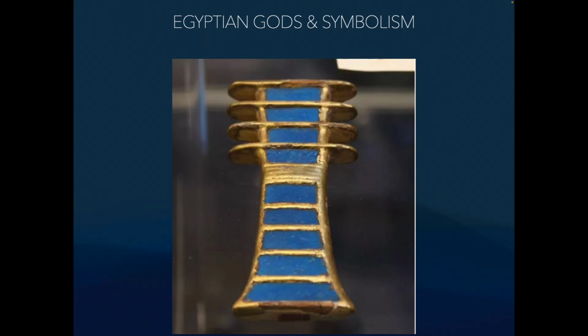I don't see anyone holding that on this sheet, but it's often held by pharaohs. You're often going to see a depiction of it next to a pharaoh.